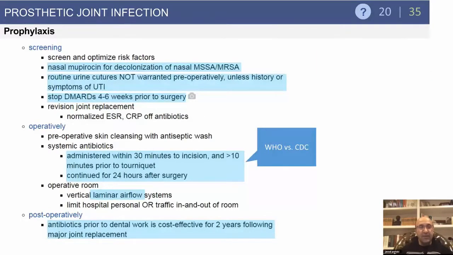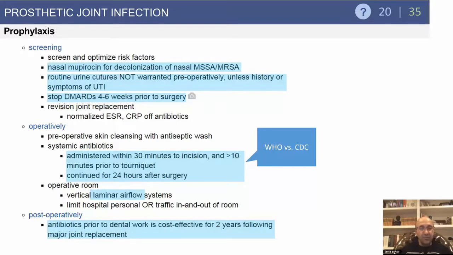Prophylaxis: screening and nasal mupirocin for MSSA and MRSA reduction has been shown to reduce the incidence of infection. It is not known whether that is as a result of the screening itself and/or administration of the appropriate intravenous antibiotics, but certainly there are quite a few studies showing that it can lead to a reduction. Urine culture or screening is not warranted preoperatively. The international consensus recommends DMARD being stopped 4 to 6 weeks prior to surgery. We will learn about this more as more studies and consensus statements come out.